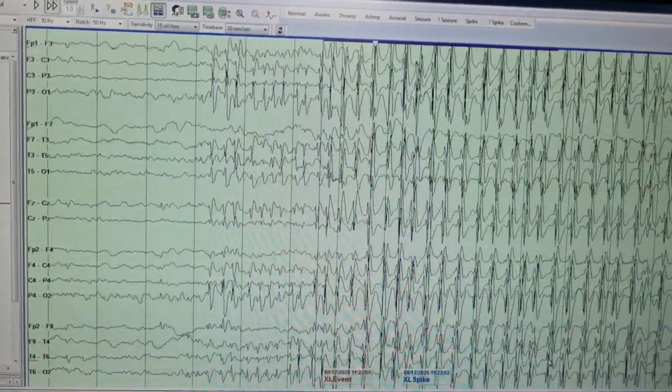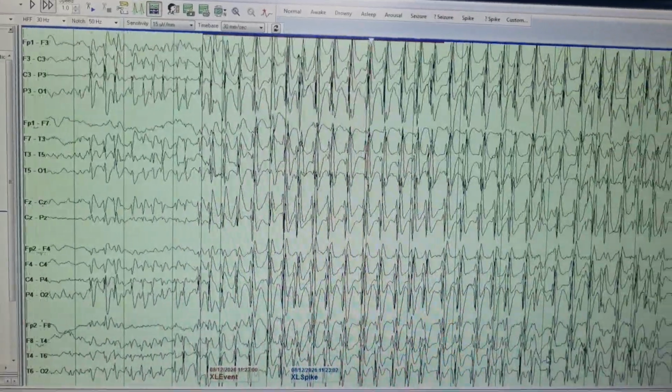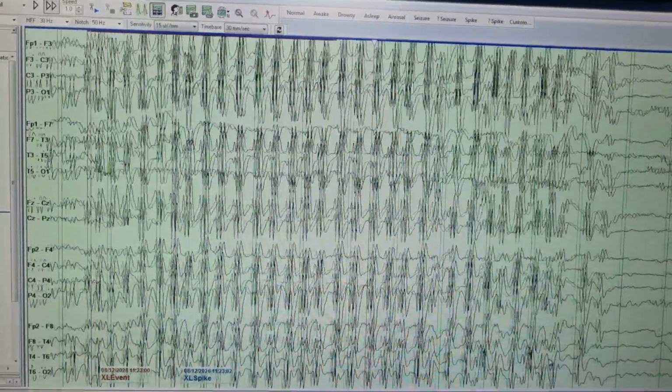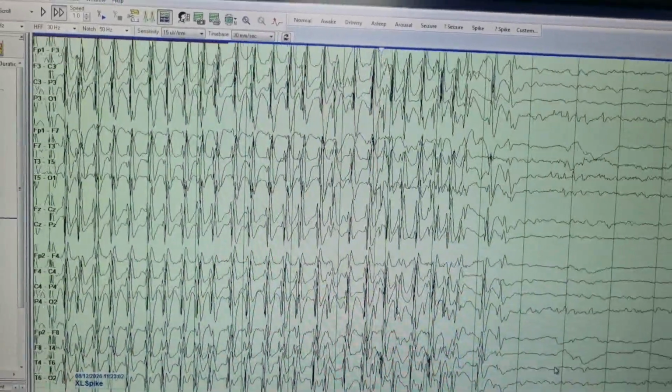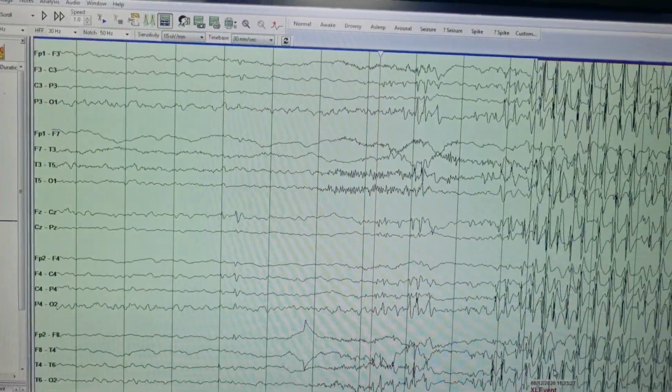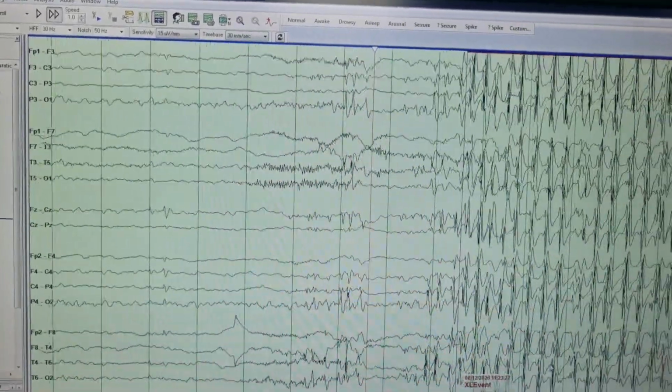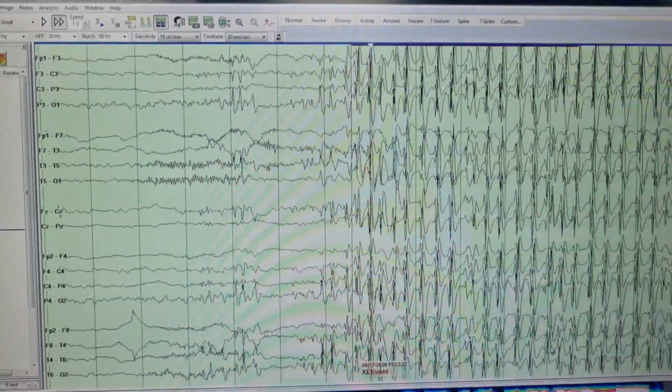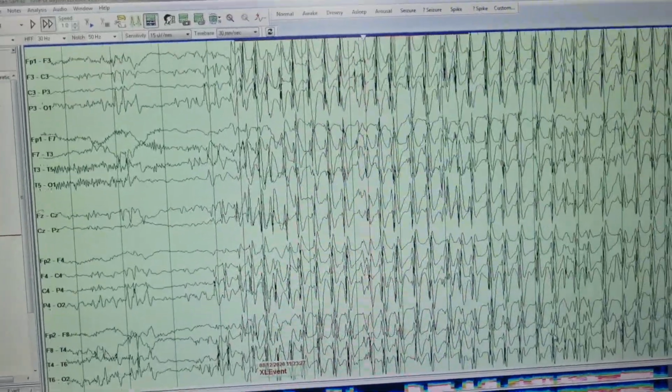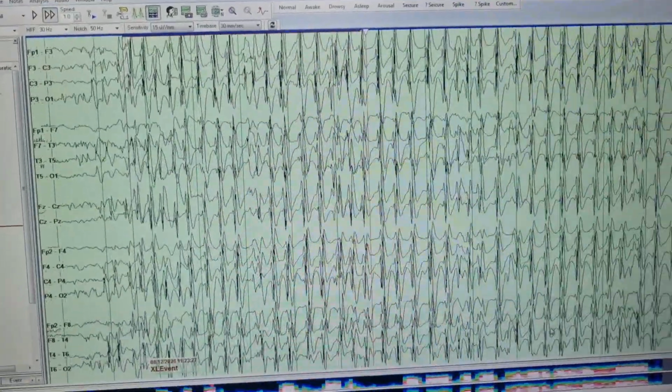If you see here, there are spike and wave discharges, and these spike and wave discharges are running at a frequency of 3 hertz. And if you count the boxes here, these discharges are occurring for more than 10 boxes. So this fulfills the criteria of electrographic seizures.